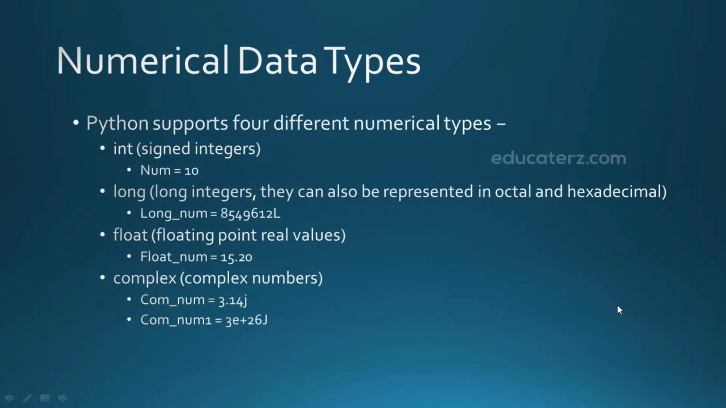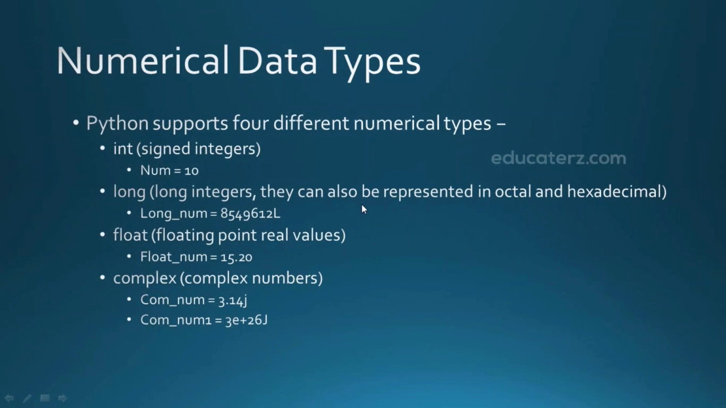Python supports four types of numerical data types: int, long, float, and complex. Integer is nothing but signed integers, numbers like 1, 2, 3, and 0 to infinity. The other type is long, which indicates long integers as in C. Here we can also represent octal and hexadecimal numbers.